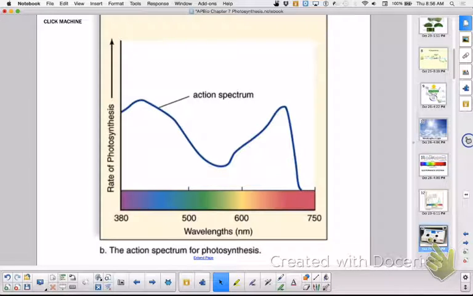If I wrote a null hypothesis, what would I say? How could you write a null hypothesis? What would be a null hypothesis about the action spectrum? Anybody want to try a null? There's no relation between the rate of photosynthesis and the wavelength of light. Good. And then you would see if it was statistically significant.